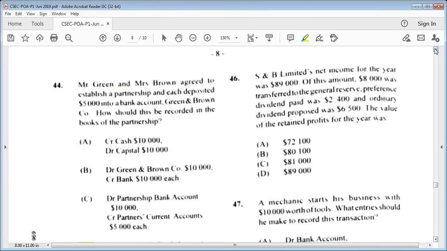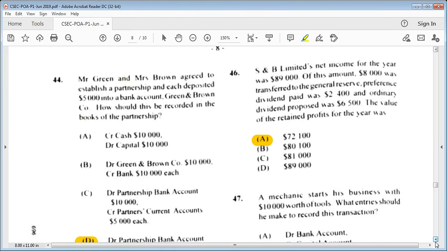Well, so $89,000 was the net income, and 8,000 was transferred to the general reserve. So 8,000 plus preference dividend 2,400, plus dividend proposed 6,500. We add those, we get 16,900, and we deduct that from the net income of 89,000. We're left with $72,100. A.